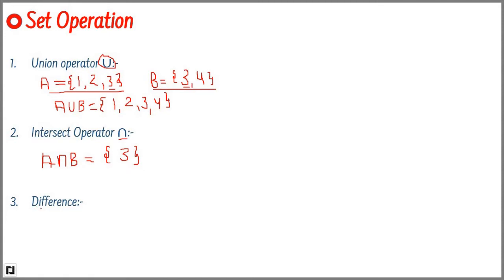The next one is the difference operator. In the difference operator we have to write the elements in a set which are not contained in the other set. For example, here A minus B contains 1 and 2. Here we first take all the elements of the set A, which is 1, 2 and 3, and subtract 3 from it because it is in B. So A difference B equals 1 and 2.